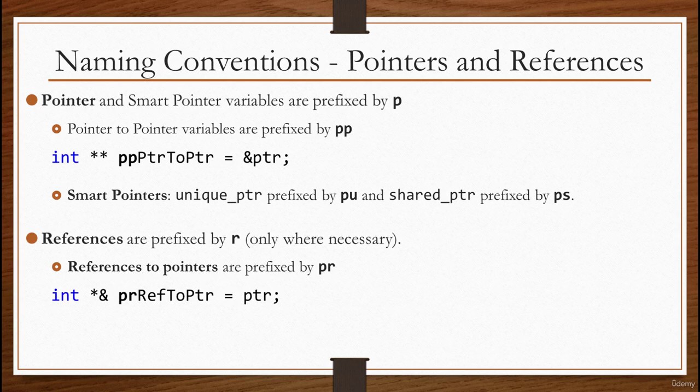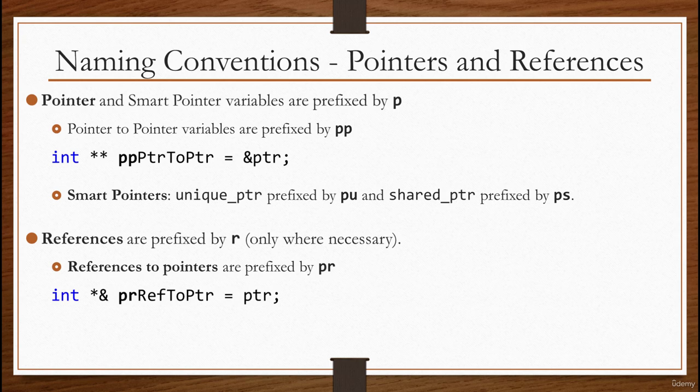And then references are prefixed by a lowercase r, but only where necessary. I prefer not to prefix everything, so only in the case where it is necessary to do this. Sometimes the comment might read that you are referencing something, when in reality it is a pointer. Other times it is actually a reference. So in this case I prefer to use an r to make sure that I can see that this is actually going to be a reference.